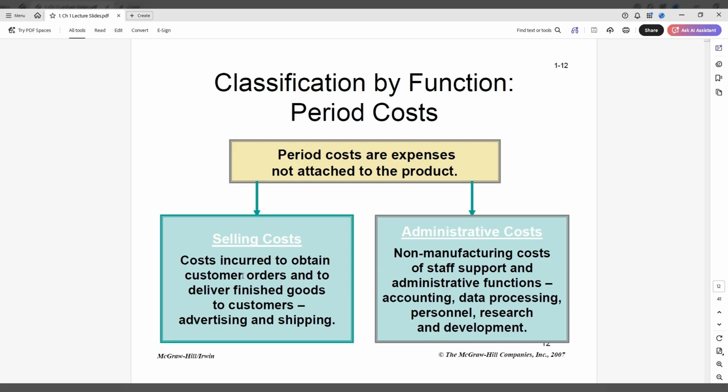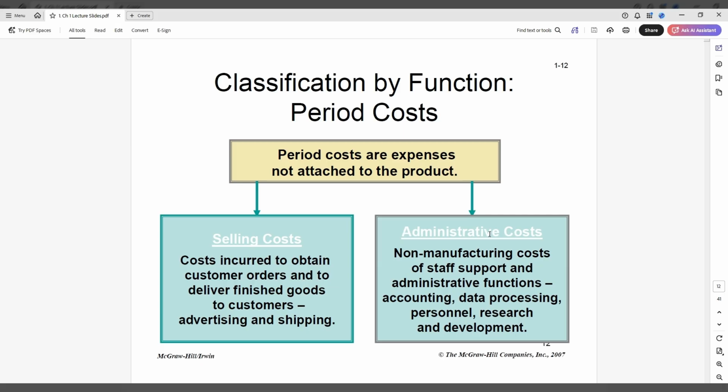Those types of costs, again, are just put onto an income statement when they are incurred in a given accounting period and become expenses right away, versus product costs, which get capitalized as an asset and only get expensed once the product has been sold, later on. And here are some examples. Costs incurred to obtain customer orders. This is selling costs to deliver finished goods, advertising, shipping, and so on and so forth.